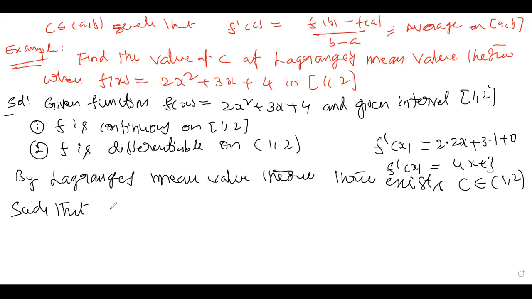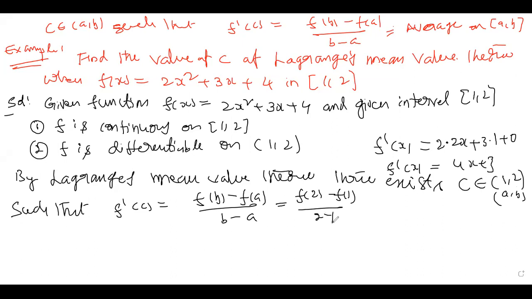There exists c belonging to the open interval (1, 2) such that, what is the formula? f dash of c equals f of b minus f of a by b minus a. This is by Lagrange's mean value theorem. Here that means f of 2 minus f of 1 by 2 minus 1.